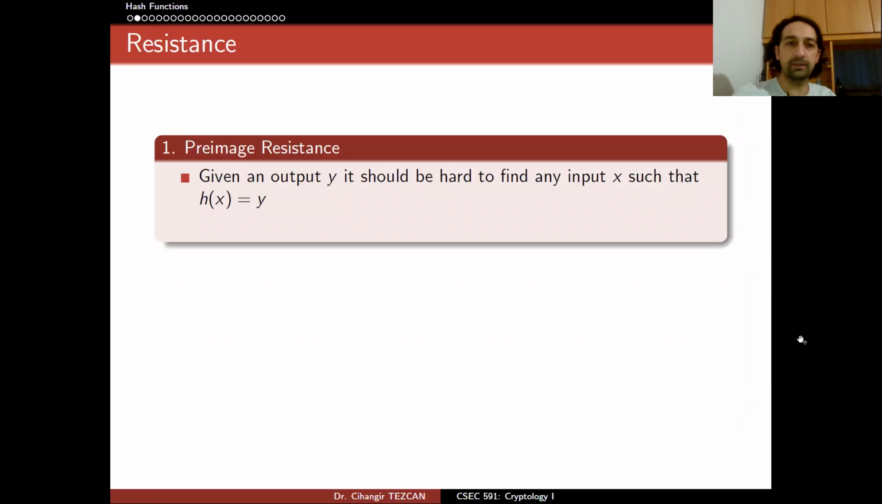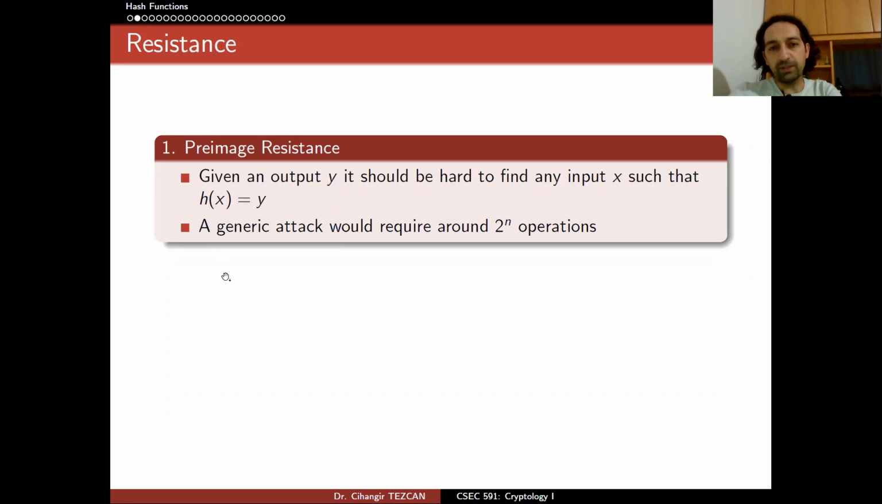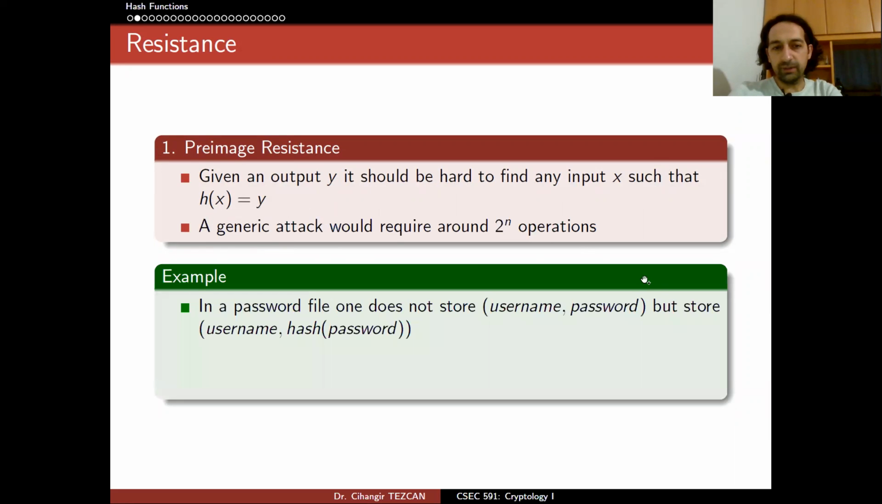So let's start with preimage resistance. The first property we need to satisfy is preimage resistance. And the idea is as follows. Given an output y, it should be hard to find any input x such that h(x) equals y. So we are trying to define a one-way function in this sense. A generic attack would require around 2^n operations because the output is n bits. So if you try 2^n different inputs, we expect around one output to be equal to y. So why do we need such a property?